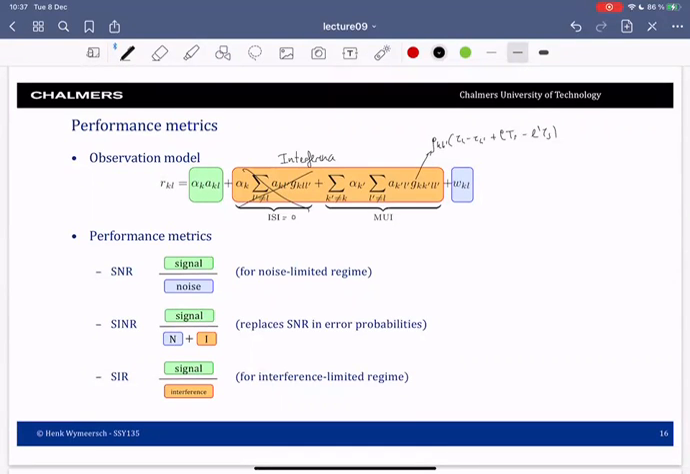Now, a valid question you may ask yourself is, why do we still care about interference? Didn't we design FDMA and TDMA and CDMA to remove this interference? And the answer is no. So suppose that you have here a base station, and around this base station are some users. These users are communicating with that base station.